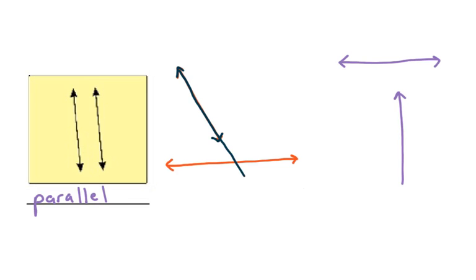So if I keep the line going, what happens? They touch. And what does it look like when they touch? Does it look like a right angle, or are they just intersecting? They are intersecting.